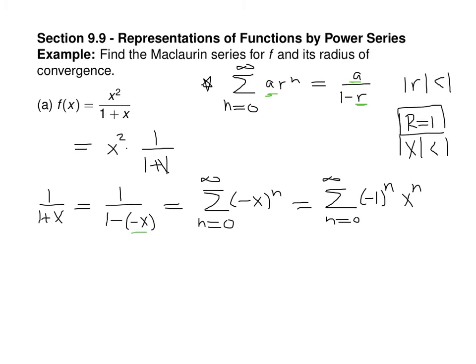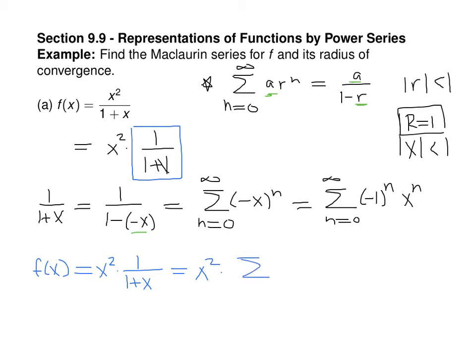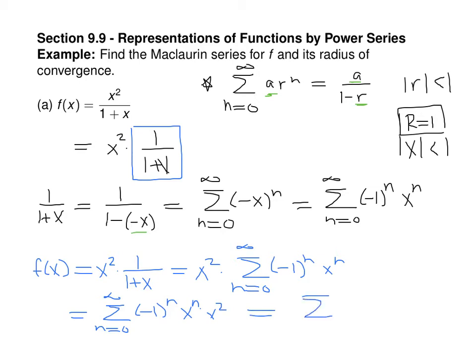Now so far that's just the power series for the 1 over 1 plus x portion. To find the power series for f of x, we have to take x squared multiplied by 1 over 1 plus x. So x squared multiplied by the sum from 0 to infinity, negative 1 to the n, x to the n. So we have the sum from 0 to infinity, negative 1 to the n, x to the n times x squared. And that's the same thing as the sum from 0 to infinity, negative 1 to the n, x to the n plus second power.